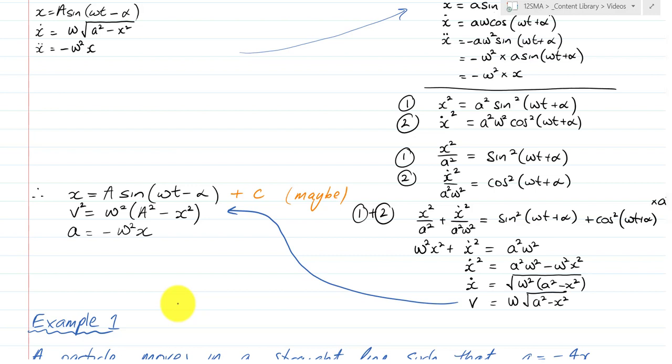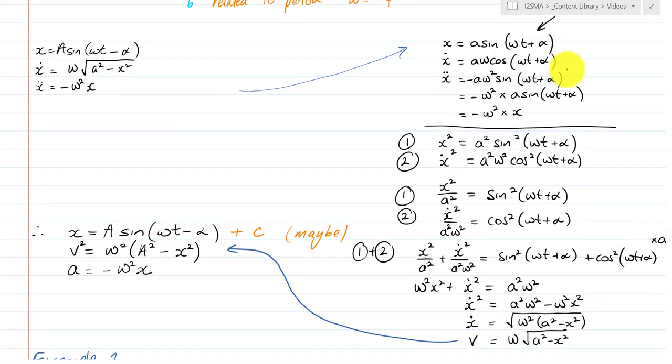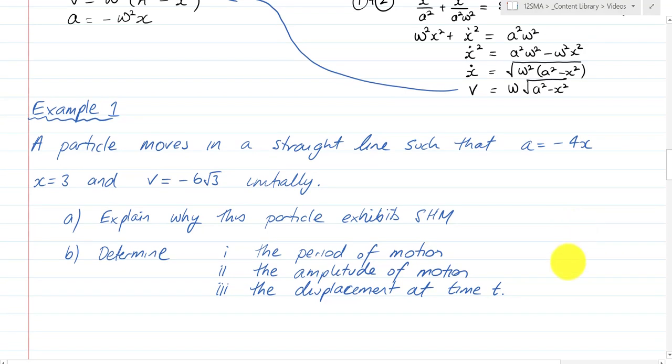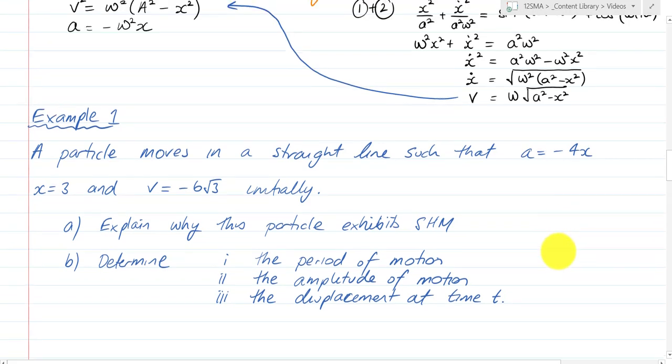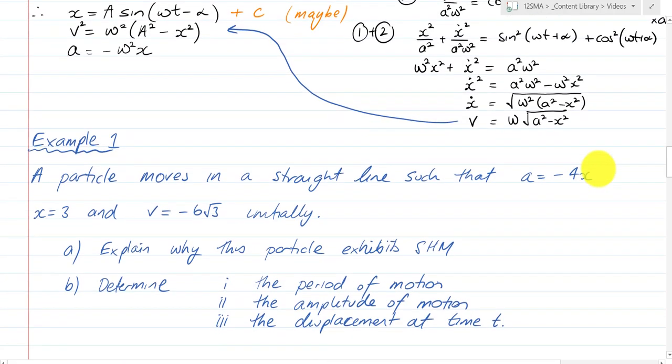So we've got our nice relationships now, and they actually work out really well for us, but sometimes these three here are just as good. It really depends on the information we've got as to which one we might use. So let's look at one example. A particle moves in a straight line such that a, the acceleration, is equal to negative 4x. And mind you, this is why we tend to use capital A for amplitude instead of little a, because little a equals acceleration. So there's the reason.